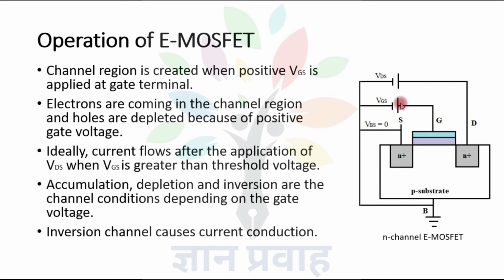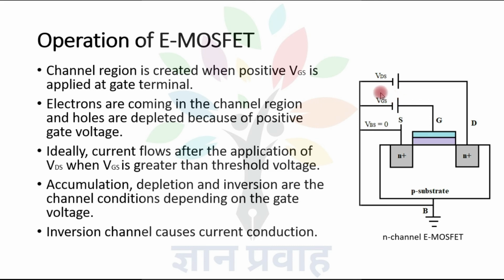And one condition is there: VGS voltage must be greater than the threshold voltage of this device so that there is a current conduction. If VGS voltage is positive but less than the threshold voltage of this device, then there is no current conduction. So ideally current flows after the application of VDS when VGS is greater than threshold voltage.